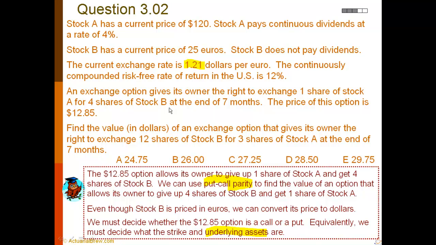Of course, it wouldn't really have to be a call option. I could have instead decided that the strike asset would be 4 shares of stock B, and in that case, the $12.85 option would be a put option. Either way would work. But just so you know, the first solution that I'm going to show you is based on the assumption that this option is a call option and the underlying asset is 4 shares of stock B.